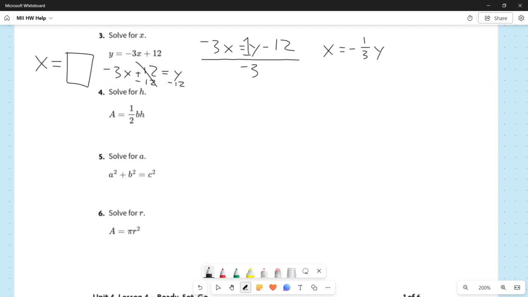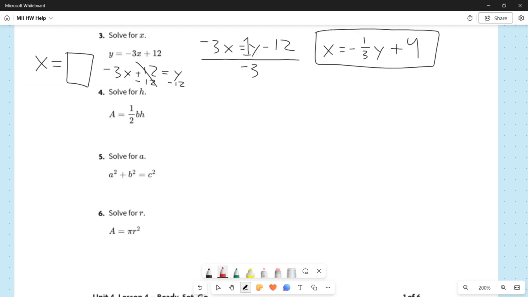My second term here is the minus 12, and we're taking negative 12 and dividing by negative 3. Well, a negative divided by a negative is a positive, so this is going to be plus something. And specifically, it's going to be 12 divided by 3, which is 4. So this is our final answer.